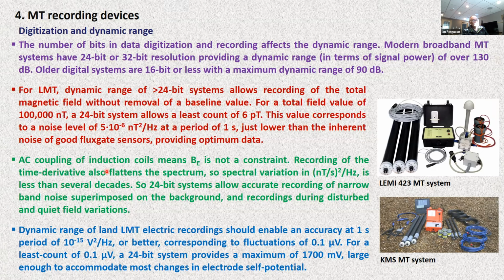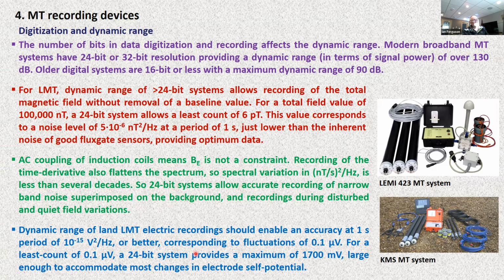For induction coils, the Earth's field is not a constraint, of course, because we're measuring the time derivative of the field. And the time derivative also flattens the spectrum. So 24-bit systems allow accurate recording of the signal during both quiet and disturbed periods, but also allows accurate recording of narrow band noise that's superimposed on this background.